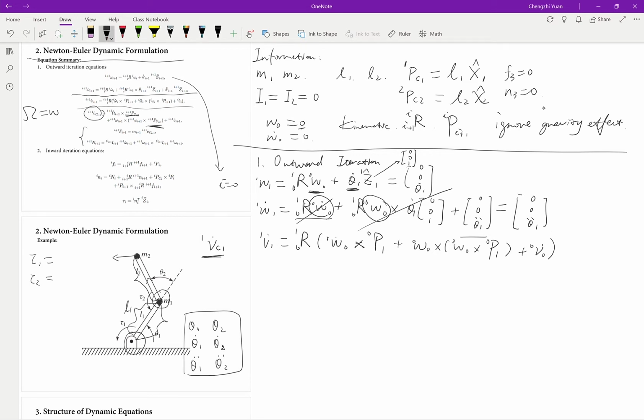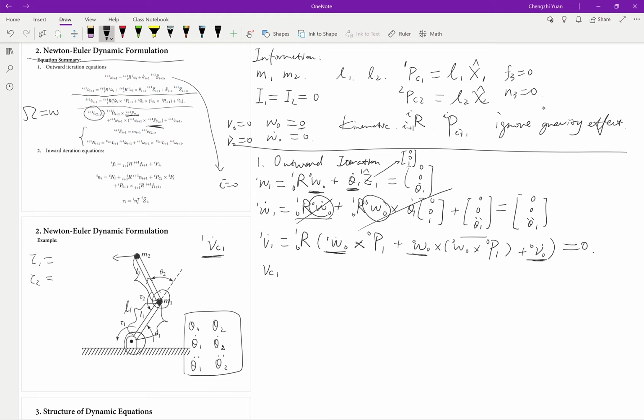Then we are going to calculate the result of this. You can see that this term equals 0, this term equals 0, and the linear velocity of the reference frame 0 will also equal 0. I forgot to write it down here also. It will equal 0, 0, 0. So the whole thing over here will equal 0.